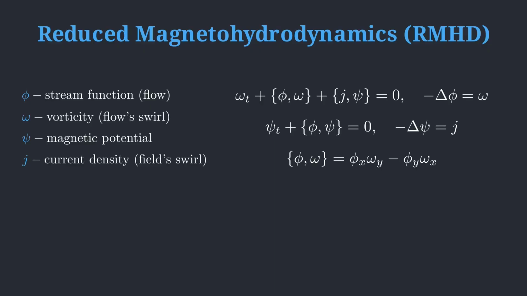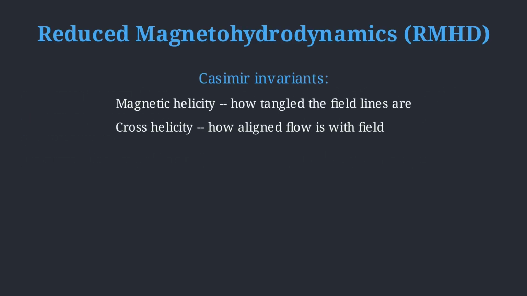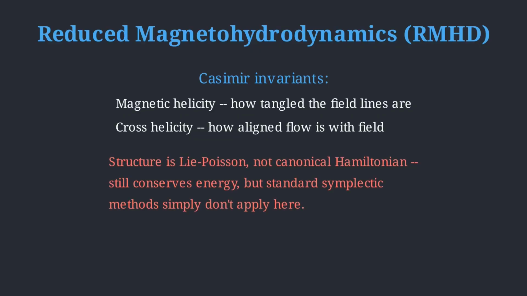Here we can see that RMHD has Casimir invariant quantities that are conserved, not from traditional physical symmetries, but from the structures of the Lie algebras. There are families with infinitely many subsets. For the purpose of this video, we will focus on magnetic helicity, how tangled the magnetic fields are, and cross helicity, how aligned the flow is with the magnetic field.